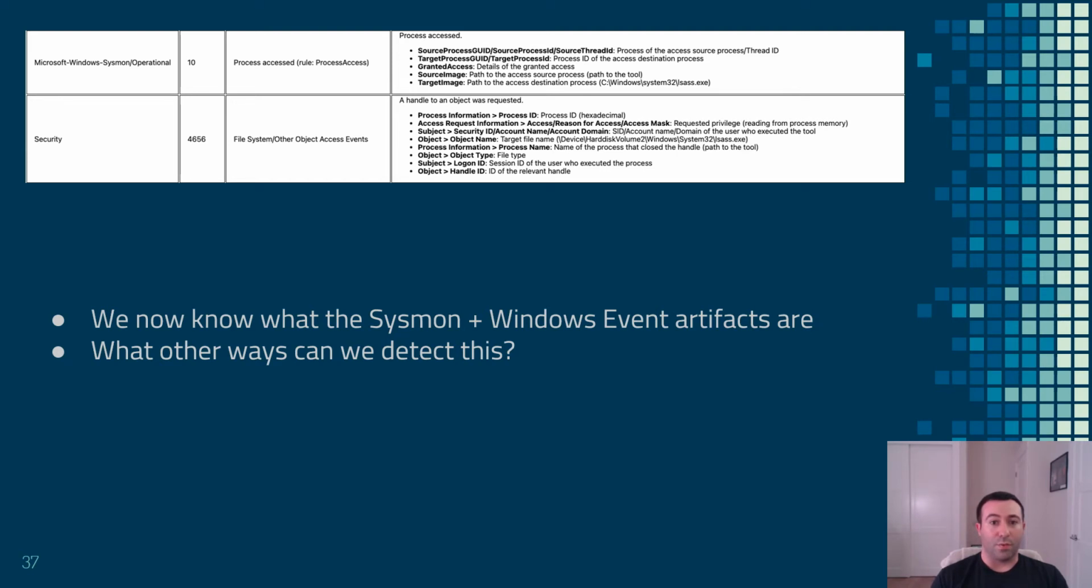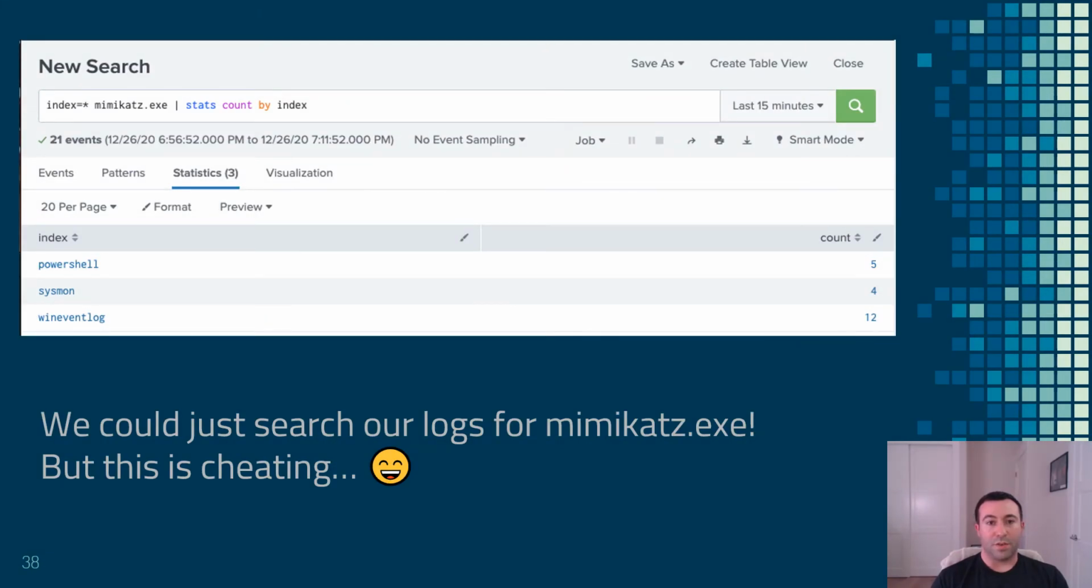Here in this screenshot, we can see Sysmon detecting Mimikatz via the process access task category. Specifically, Mimikatz is attempting to access lsass.exe. Additionally, the Windows event log shows a handle to an object was requested, and if you look further into that event, the handle is to read process memory from lsass.exe. So now, ahead of time, we already know what the Sysmon and Windows event artifacts are, but I think there's probably some other ways that we can detect this, and I think we can do it using DetectionLab. So let me show you how it's done.